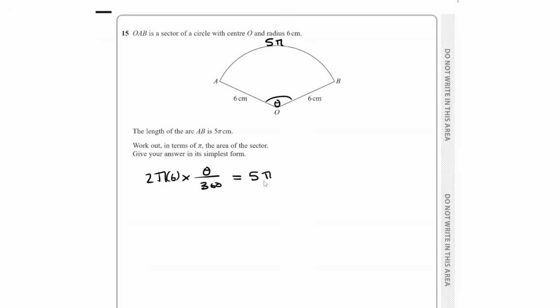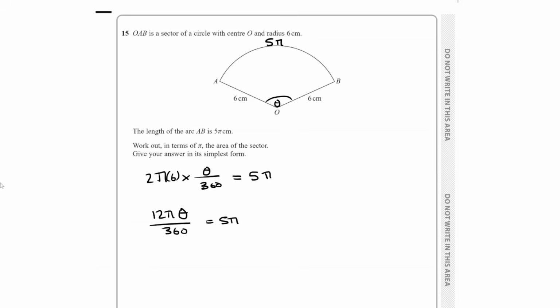So what I'm going to do here is use the formula for the arc length and the answer for the arc length. I can rearrange it to find the angle, because I do need that to work out the area. So I've got 12 pi multiplied by that fraction, so that becomes the numerator, doesn't it? Over 360 equals 5 pi.